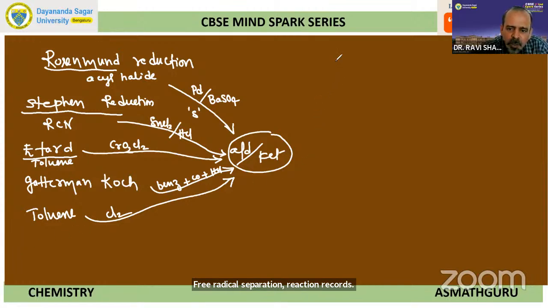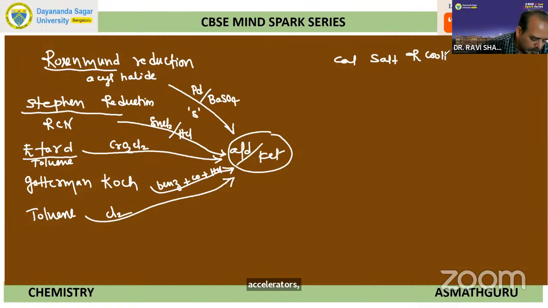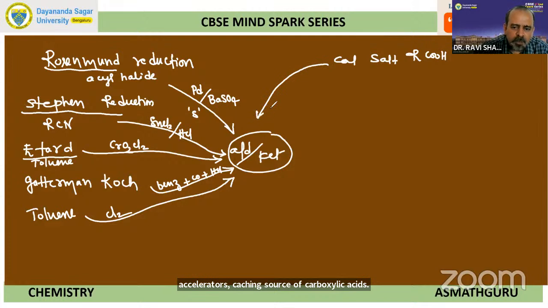Then you can get it from calcium salts of carboxylic acid also. This will give you both aldehydes and ketones. So from calcium salts.